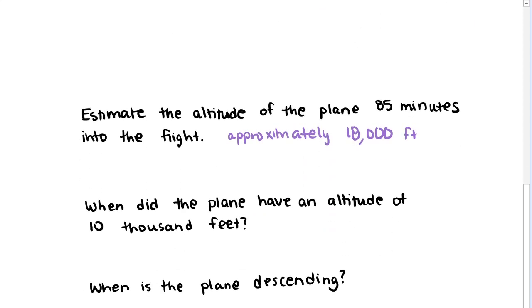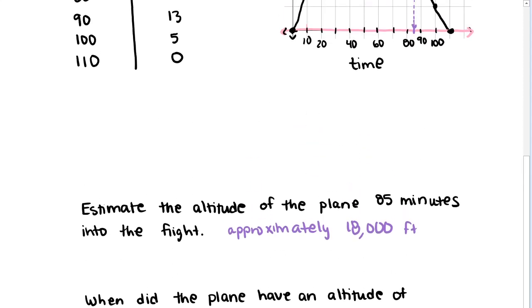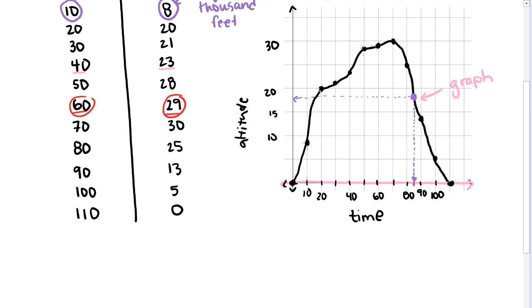So the next question says, when did the plane have an altitude of 10,000 feet? So if we go back to our graph, maybe I'll erase some of this purple that I've drawn in here. So we're looking for when the plane had an altitude of 10,000 feet. What points on our curve correspond to an altitude of 10,000 feet? Well, 10,000 feet, that's going to correspond to our altitude axis. And 10,000 feet, that's measured here vertically.